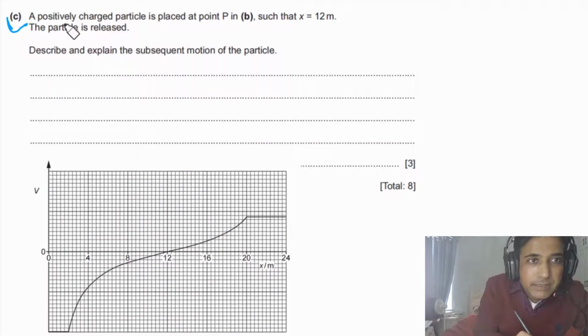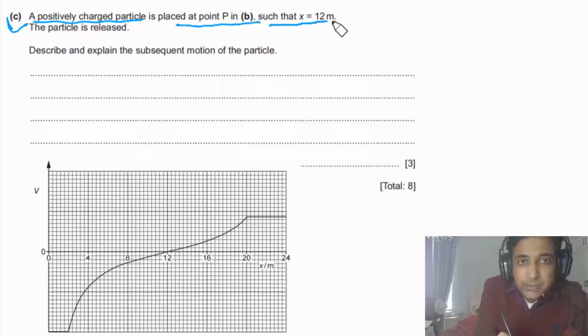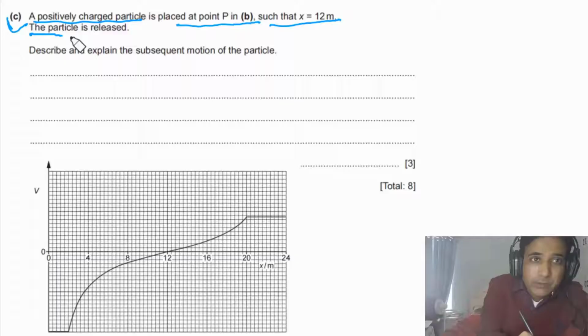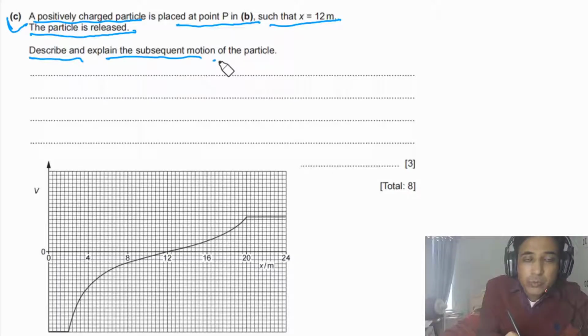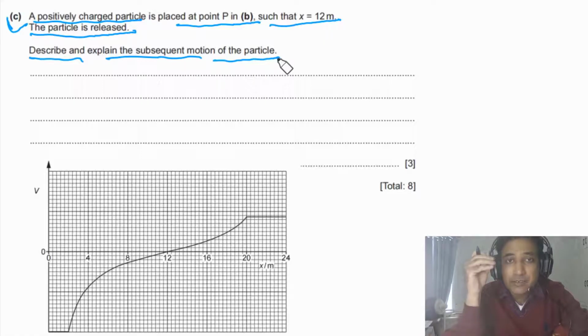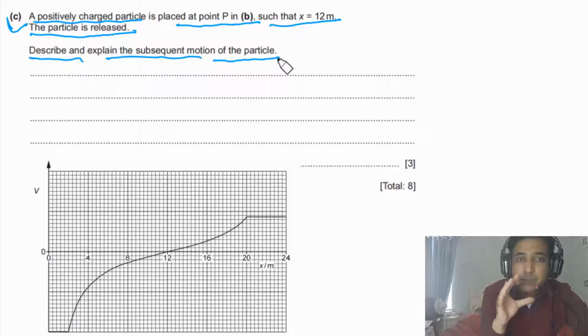Part C says a positively charged particle is placed at point P in B such that x is equal to 12 meters. The particle is released. Describe and explain the subsequent motion of the particle. Pretty straightforward question, but a conceptual question, and also a beautiful question to test your understanding of this topic. How can we answer this question?